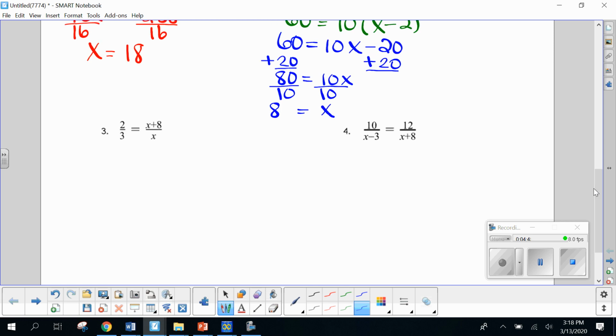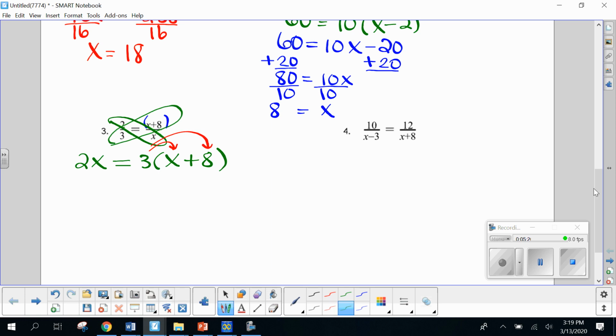Example number 3. I have a binomial again, so remember with binomials we want to put parentheses around the binomial. If we're going to cross multiply, I want you to multiply 2 times x. So 2 times x is 2x. We're going to multiply 3 times the quantity x plus 8. So it's equal to 3 times the quantity x plus 8. And we're going to distribute. You distribute, we have 2x is equal to 3x plus 24.